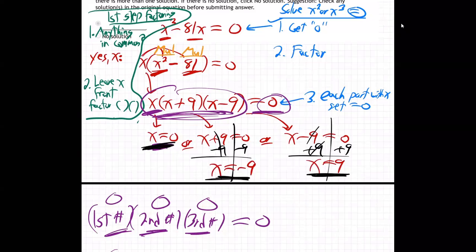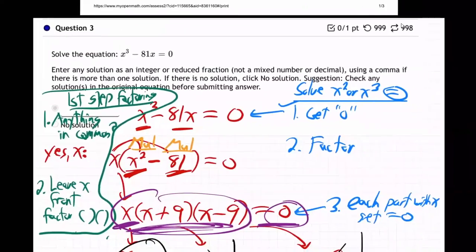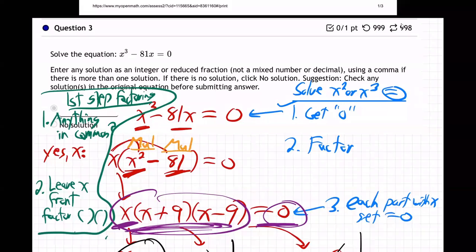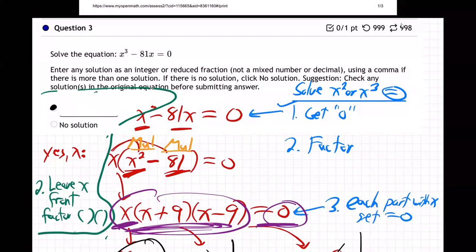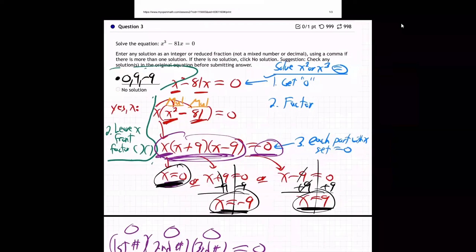So there's our three answers. What are they? 0, -9, and positive 9. Those are our three answers. So we go up here and put them in any order you want. You go 0, 9, -9, or any order. You can put the 9 first and the -9 whatever. The order doesn't matter. Just separate them by commas. Those are our three answers.